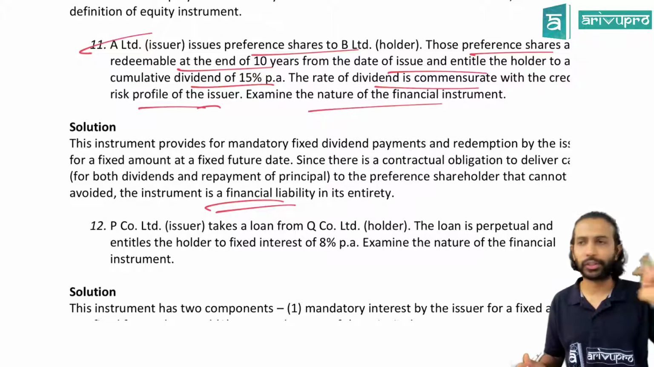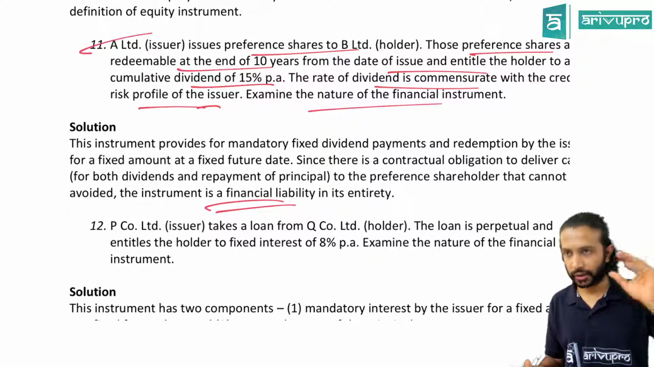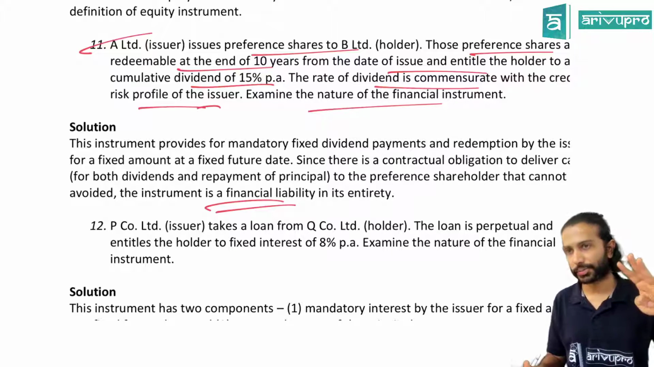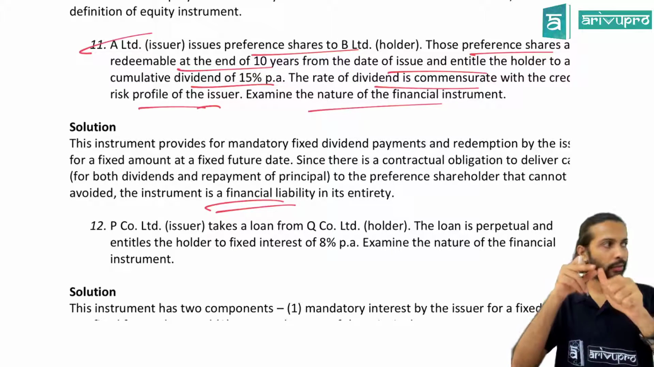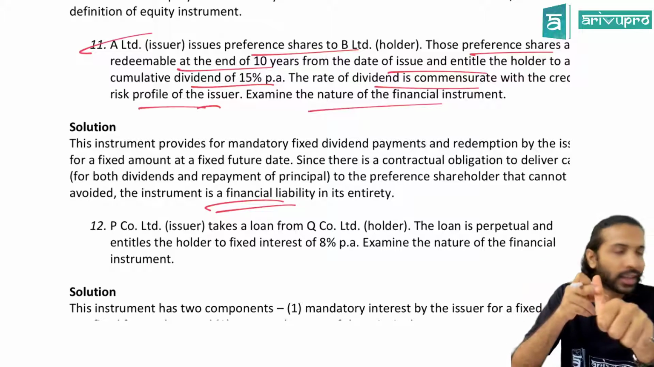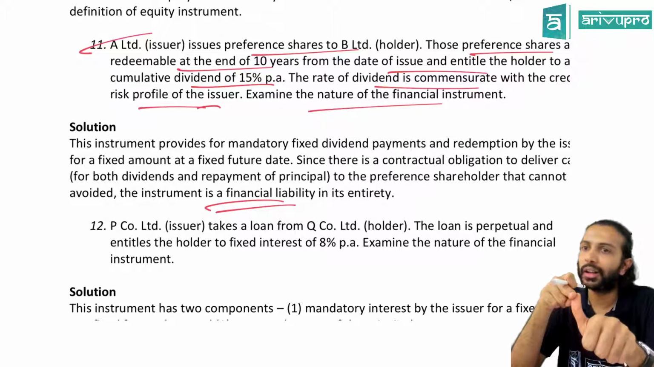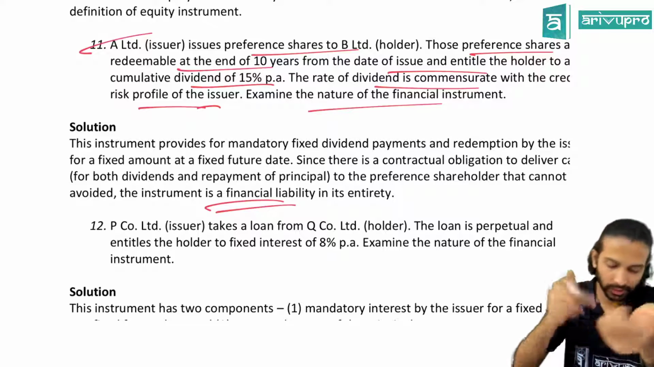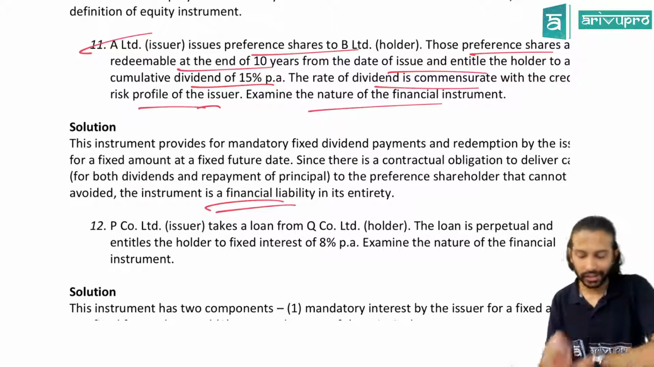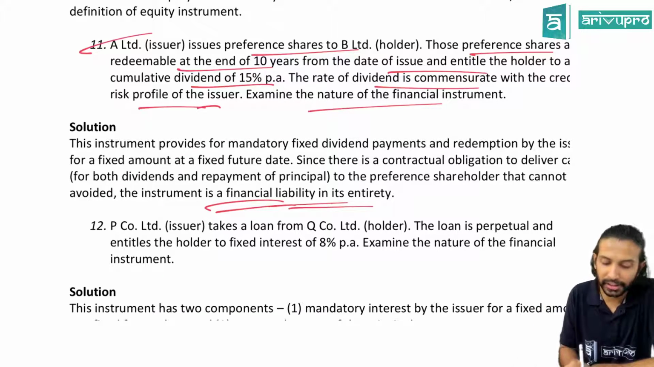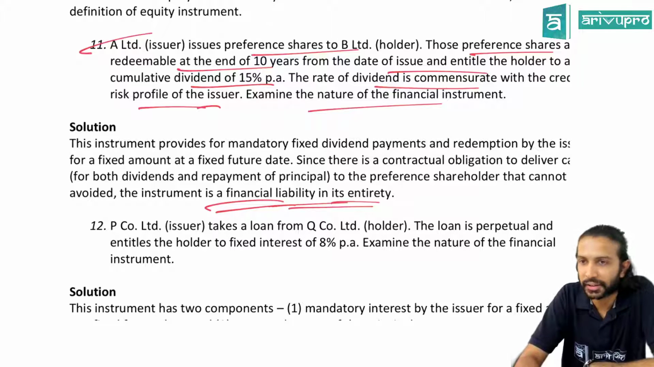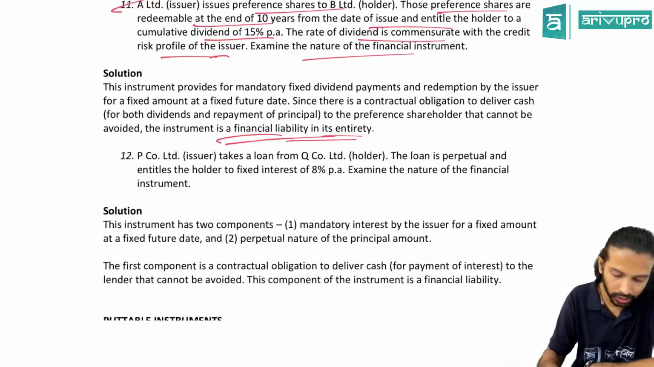Only one feature you definitely have to write, which is what? Here we have an obligation to pay cash. One of the features for financial liability is that the instrument has an obligation to pay cash or any other financial asset. Here we have an obligation to pay cash, correct or no? Yes. Hence it's a financial liability in its entirety. This is not a CFI, meaning it is not a compound financial instrument. Done, no? Next one.